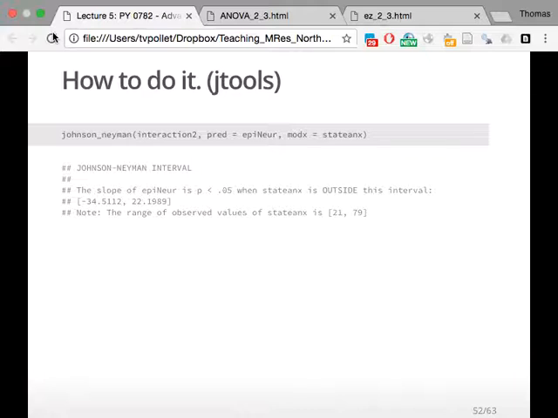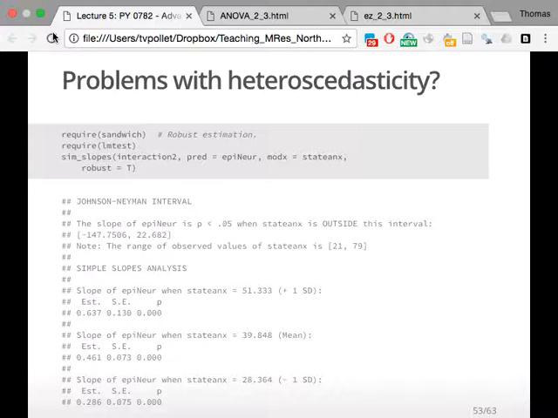That's useful because then you're not dependent on chunking your data into one standard deviation below the mean and one standard deviation above. It just tells you all the places where it's significant. I had a plot to show you what it looks like, but again that doesn't work.